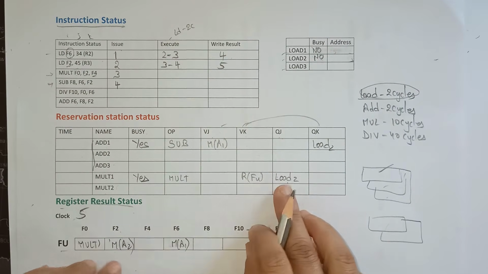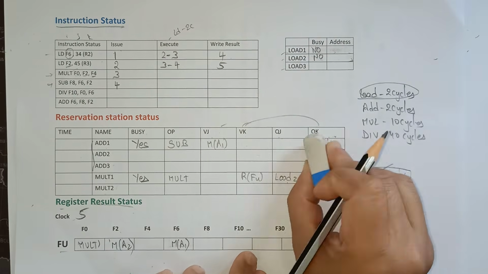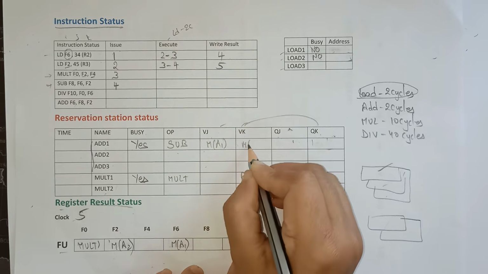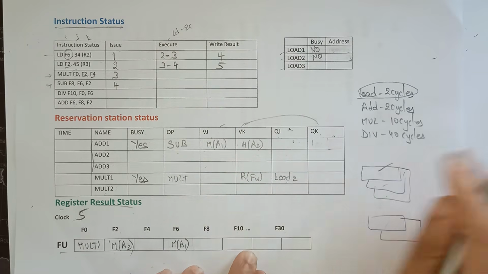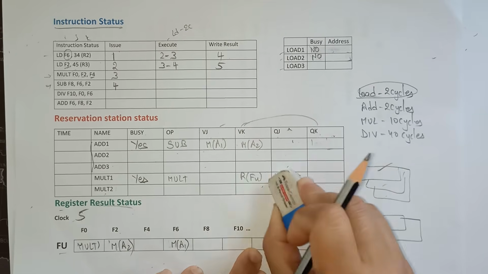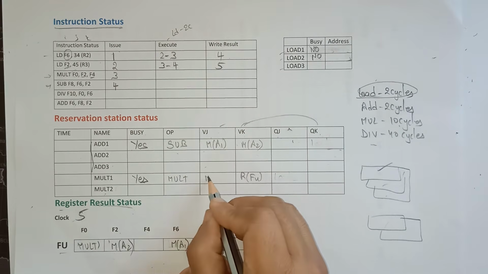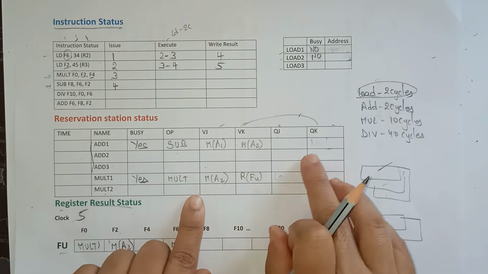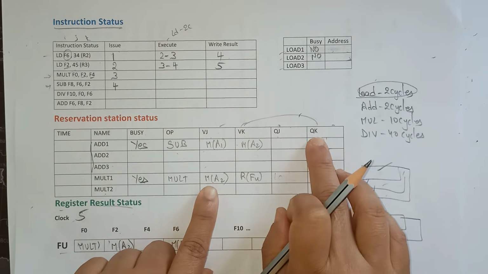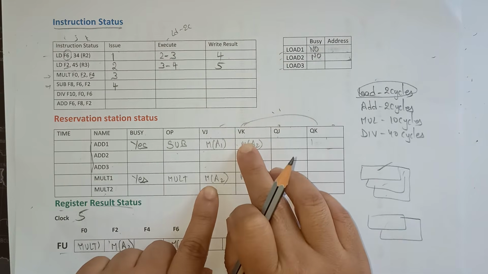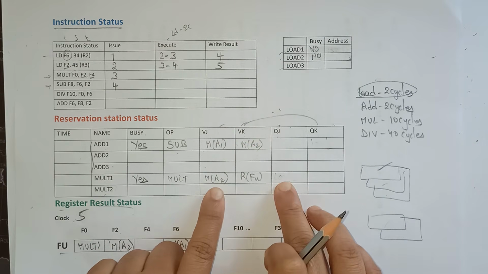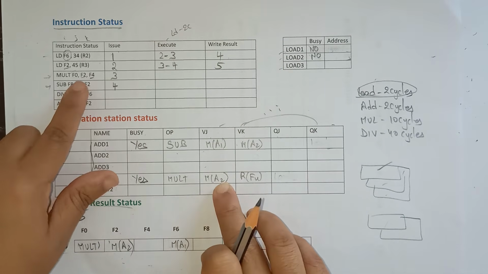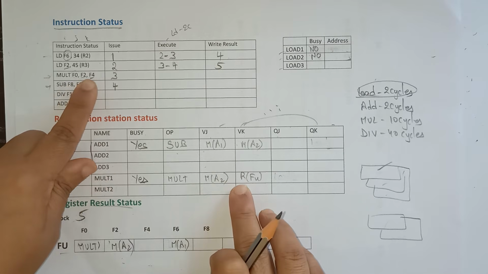Memory of A2. Wherever the Load 2 value is there, shift it to memory of A2, because the load is over. So M of A2 is shifting to VK. QK is a reservation station, so it occupies the source register. And here QJ is the reservation station. Whenever you get the load value, the F2 value moves to VJ. So the multiplier is F2 into F4.